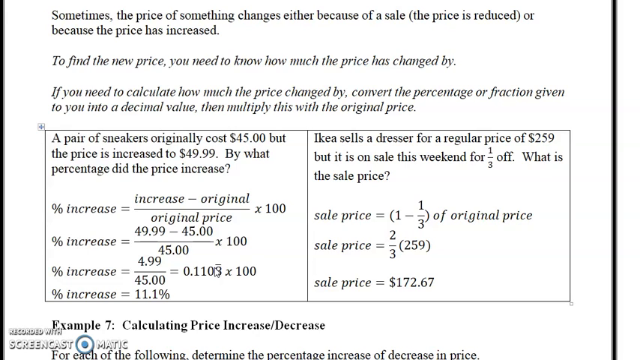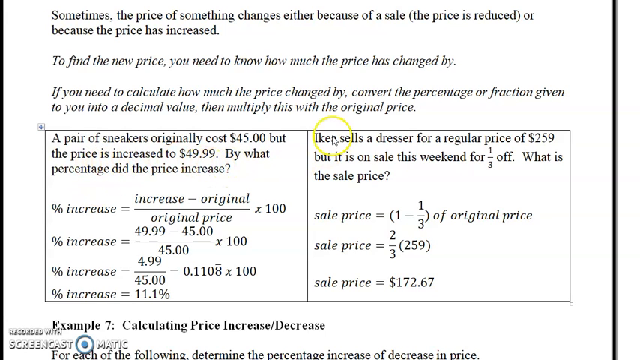As I mentioned at the end of the previous video, sometimes the price of something will change, either because of a sale or the price is reduced, or the price could increase. So to find the new price, you need to know how much the price has changed by. What you're going to do is calculate the difference, then divide by the original price and multiply by 100. Okay? I have a couple of examples here.